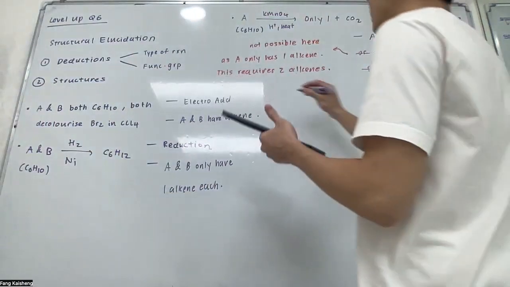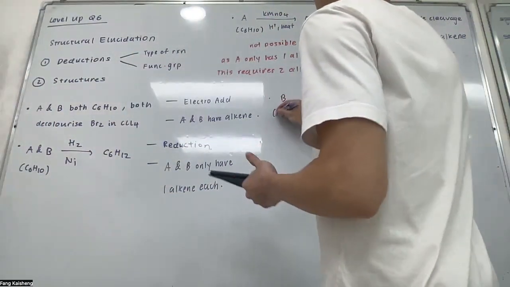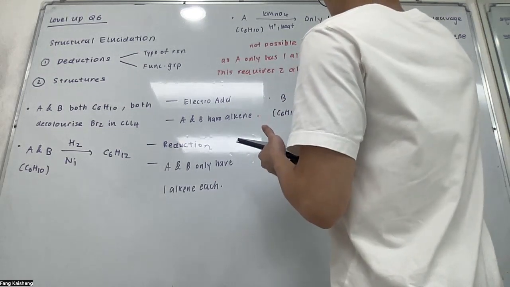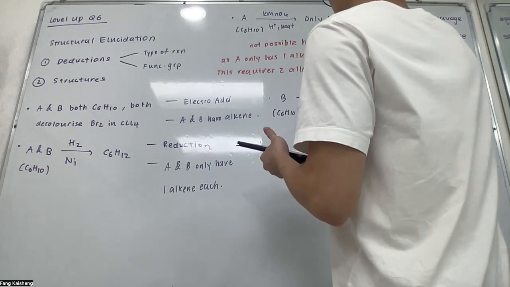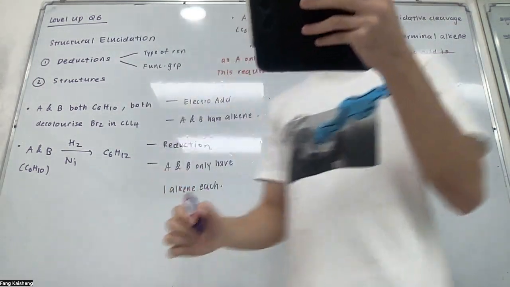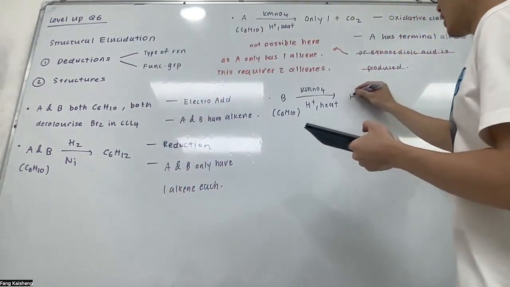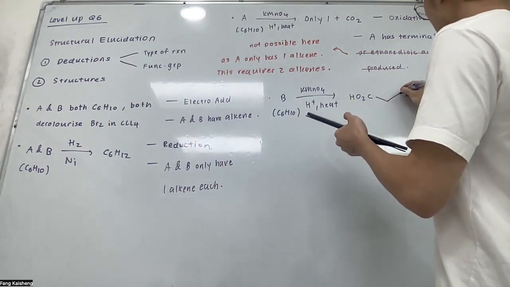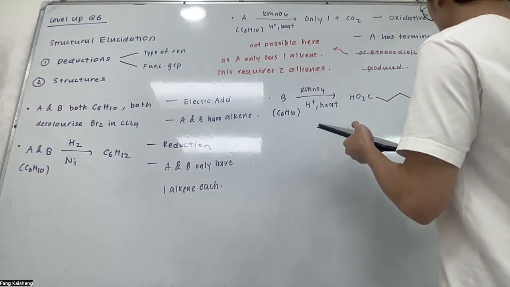Similar treatment of B, so exactly the same. B is also C6H10. It undergoes KMnO4, H2SO4, and heat. And guys, they actually give you the product here. Let's draw out this product. HO2C, four carbons, 1, 2, 3, 4, and CO2H.